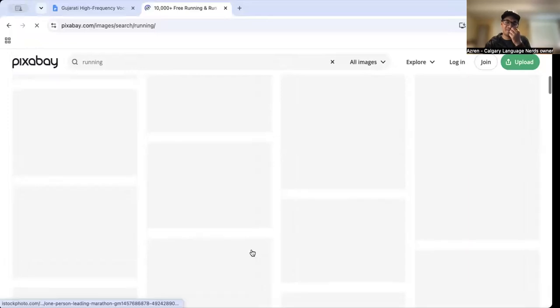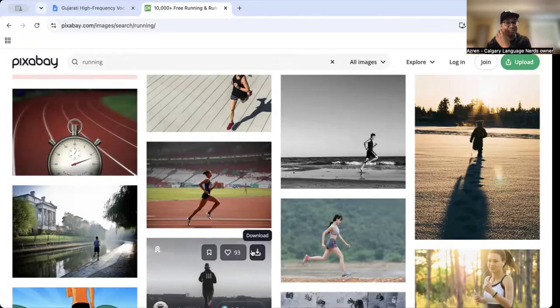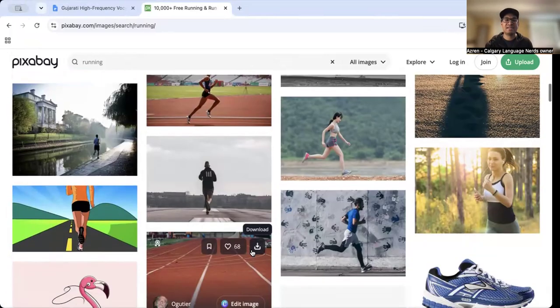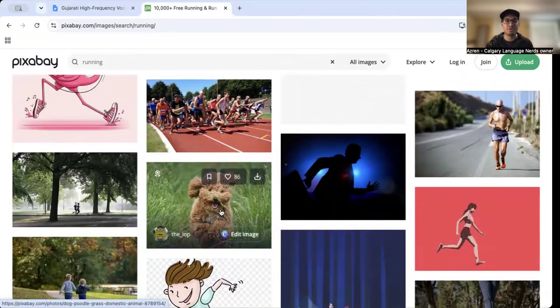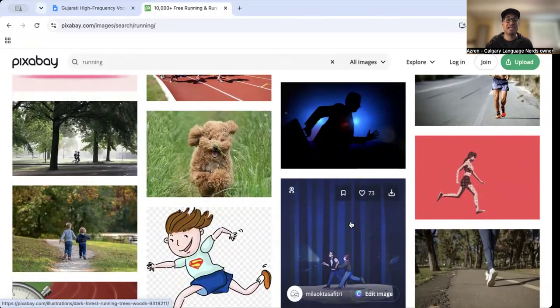Okay, I got a good one. I'm going to show you a picture. Here we go. Okay, all these people who are running, right? They're running really, really fast. How do you say fast in Gujarati? Nice dog, kutro. Jaldi, right? Jaldi dore che.